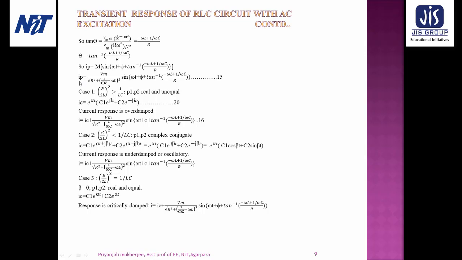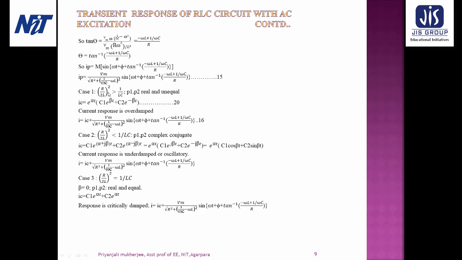So in this way we can get the expression of I_P, and for the complementary function, I_C is equal to the DC response of the RLC circuit. According to that, there will be three cases. For case 1, (R/2L)² is greater than 1/LC, and I_C becomes e to the power αt into C1 e to the power βt plus C2 e to the power minus βt.